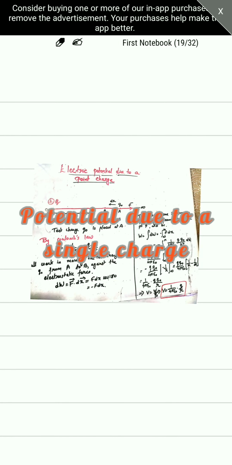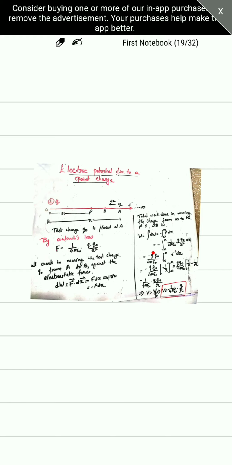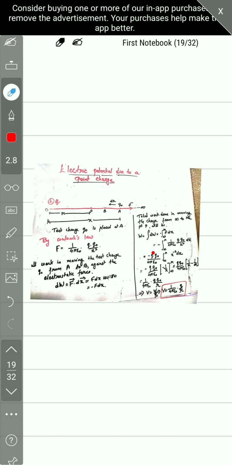Very good morning, students. Now we are going to see the first topic of the second chapter, and the topic is electric potential due to a point charge. Before telling you this derivation, I want to discuss a definition of electric potential with you all. You all must be knowing what is electric potential.